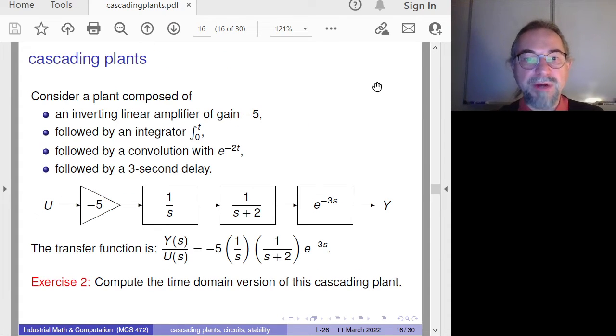And what does this buy you? So this is our second exercise. So we consider four components. There is an amplifier with gain -5, so it's an inverted amplifier. We have an integrator. We have a convolution, and then we have a 3-second delay. So what the plant does is described in these 4 bullet points here. The diagram shows the components with their transfer function. Then the transfer function of the entire cascaded plant is neatly written down as this product of these 4 transfer functions.